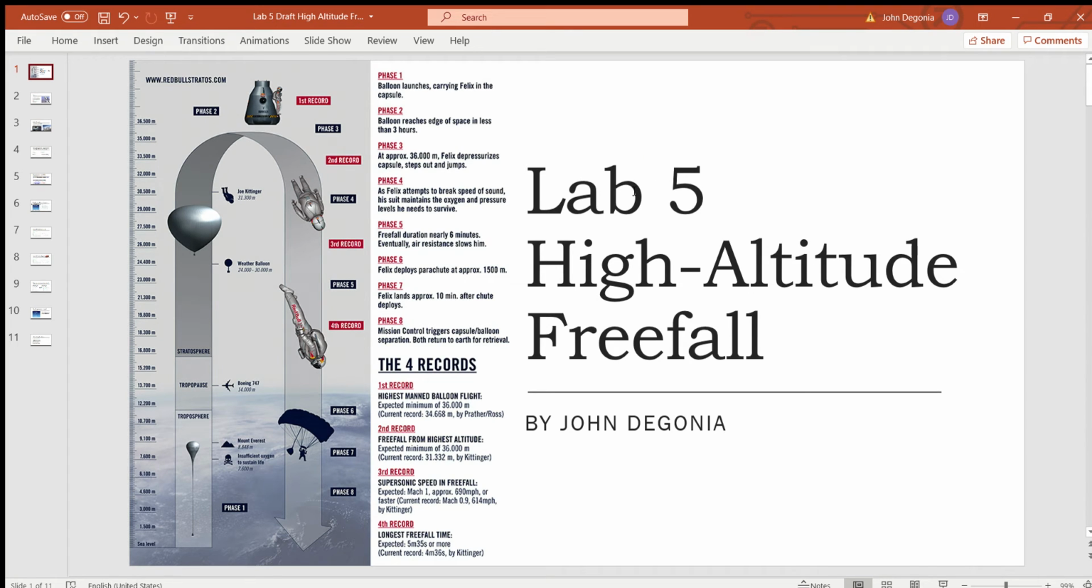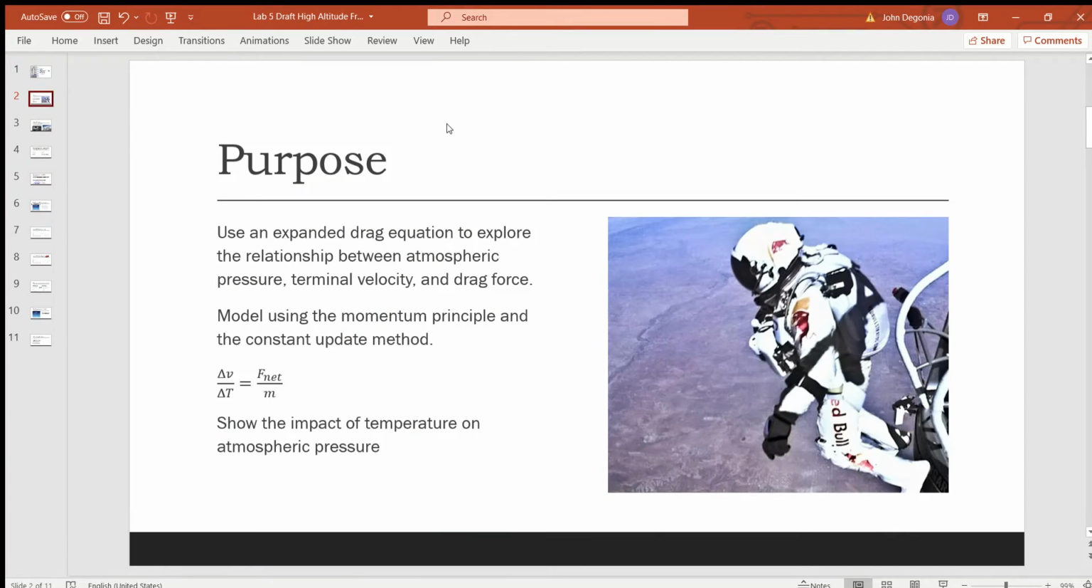This is my Lab 5 presentation on high altitude freefall. So what's the purpose of this lab? Well, we'll be using an expanded drag equation to explore the relationship between atmospheric pressure, terminal velocity, and drag force. Our model is going to use the momentum principle and the constant update method to take account of all the forces, calculate a net force, and use that to adjust velocity and position. We're also going to show the impact of temperature on atmospheric pressure.